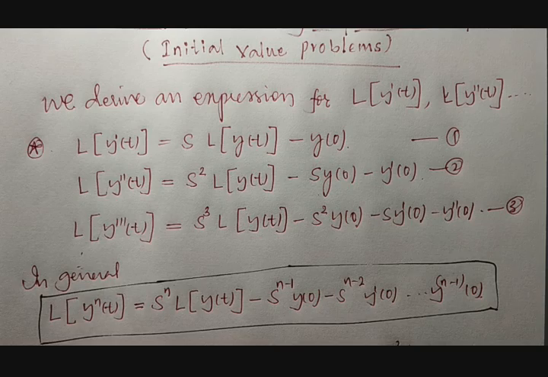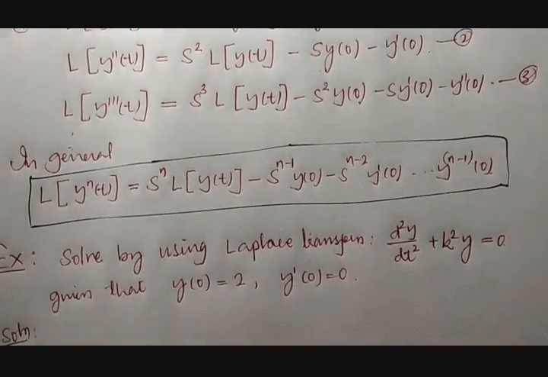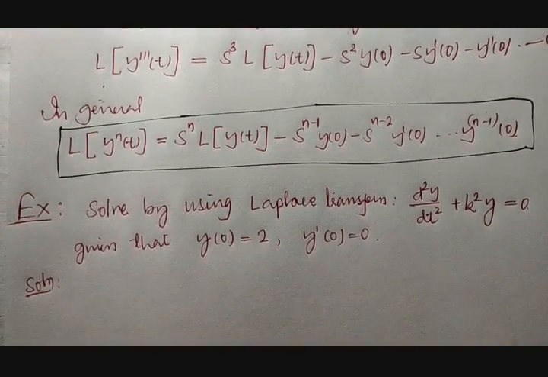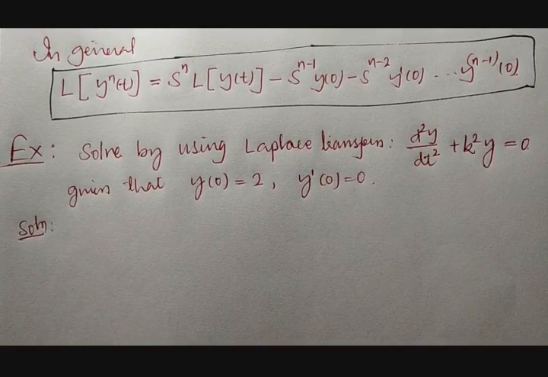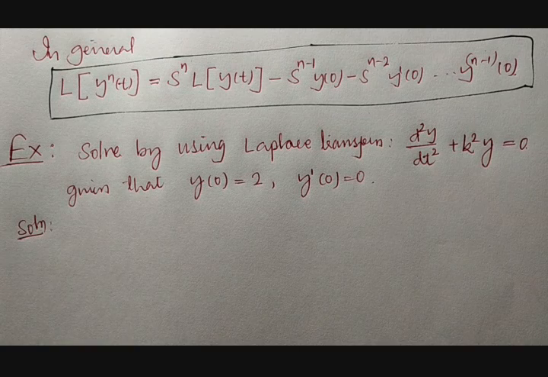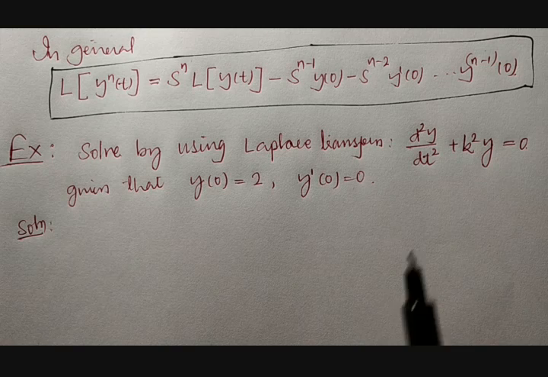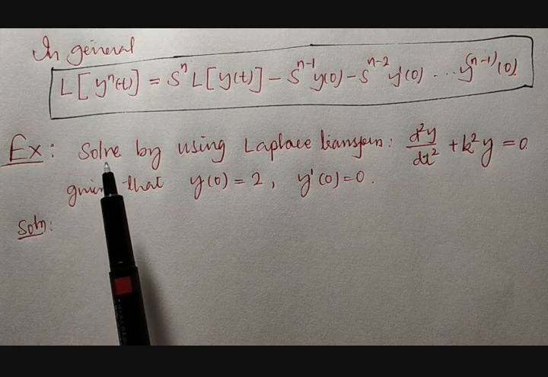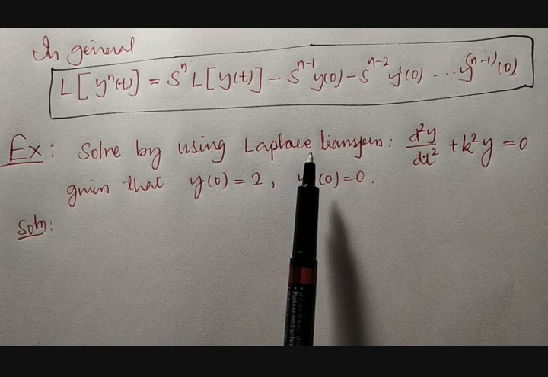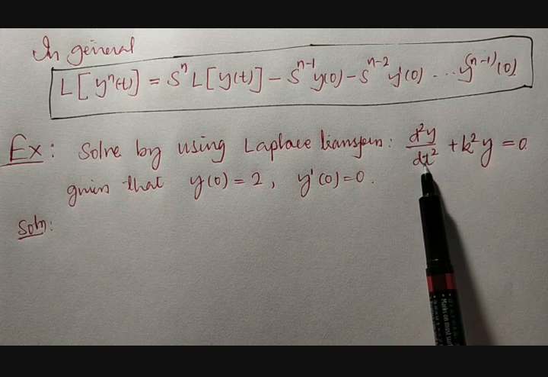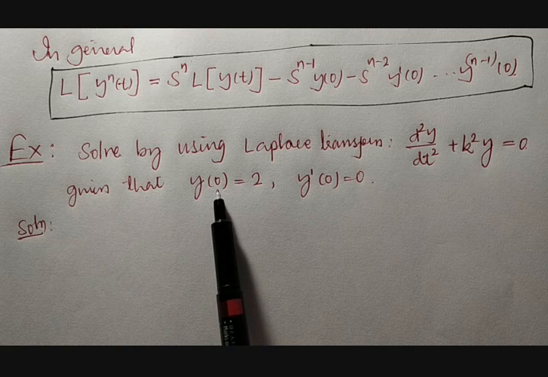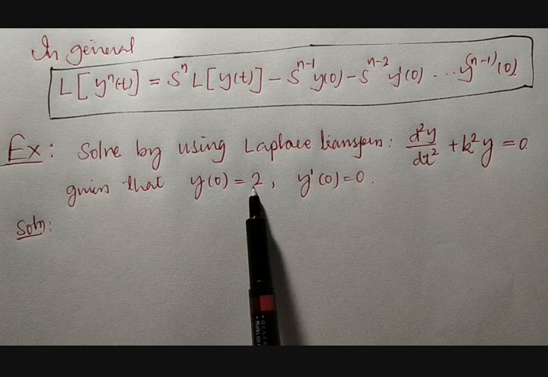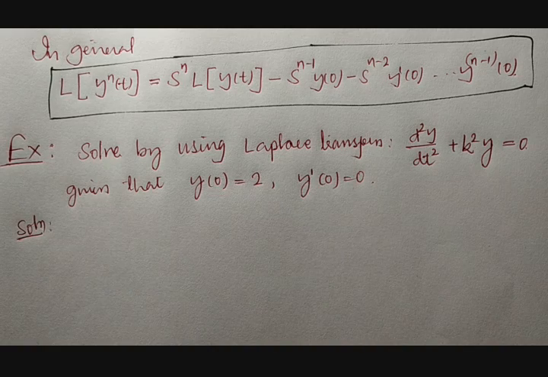To justify these results, let us take one example. In this example we will discuss how we can obtain the solution by using Laplace transformation, where the given example is a linear differential equation. Solve, using Laplace transformation, d square y by dt square plus k square y equal to 0, where the initial values are y of 0 equal to 2 and y dash of 0 equal to 0.